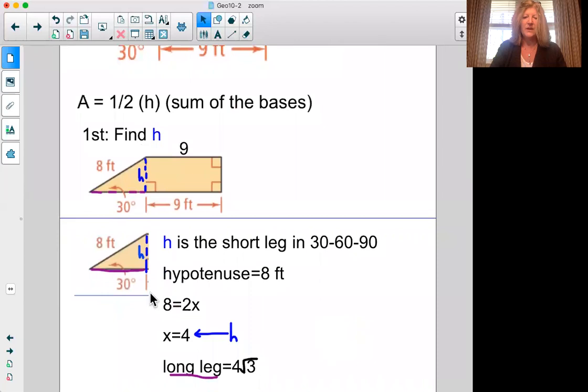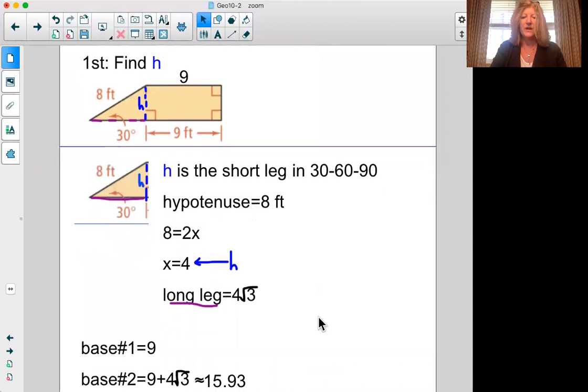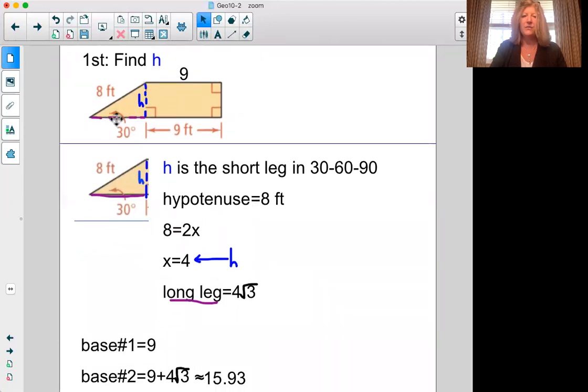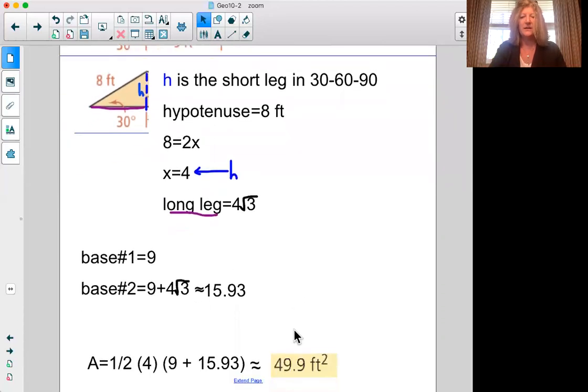And then we know that if this is 4, then across from the 60, the purple long leg would be 4 root 3. So now we have to add the 4 root 3 to 9 to get this whole base, and it's approximately 15.93. Now we have the top base, the bottom base, and we have the height. So we have everything we need to plug it into the formula to get the area.